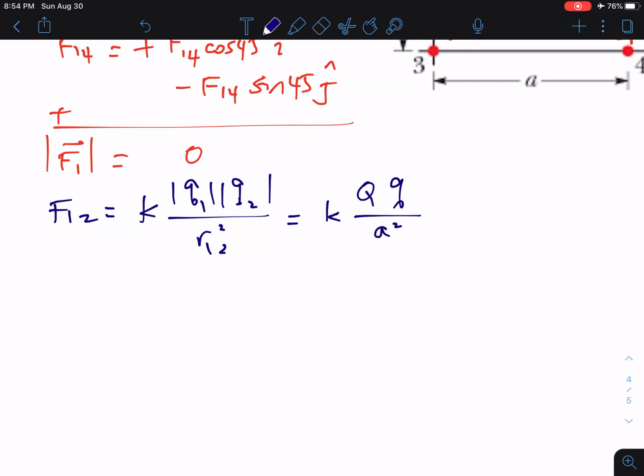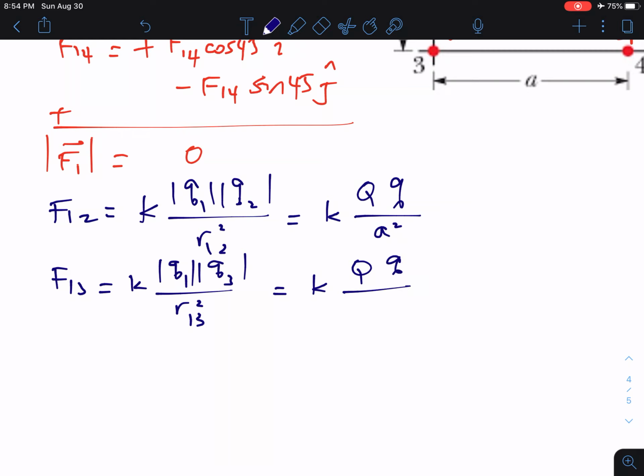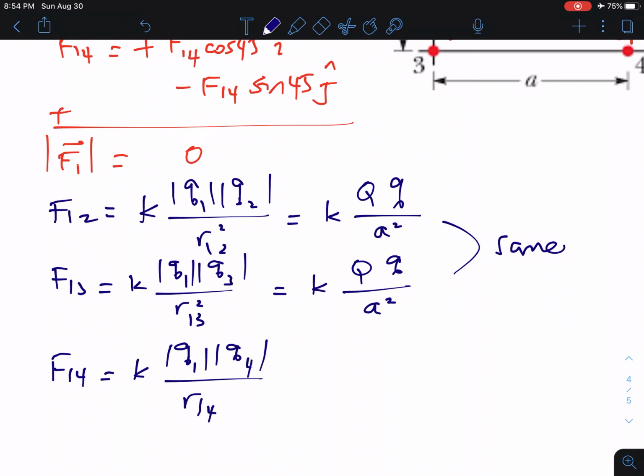This is a squared. And F13 is K, Q1, Q3 divided by R13 squared. Again, K, and from the absolute value, Q1 comes out as capital Q. Q3 comes out as Q. The distance between 1 and 3 is a squared, and you can see that these two are the same magnitude. What about F14? K, Q1, Q4 divided by R14 squared.